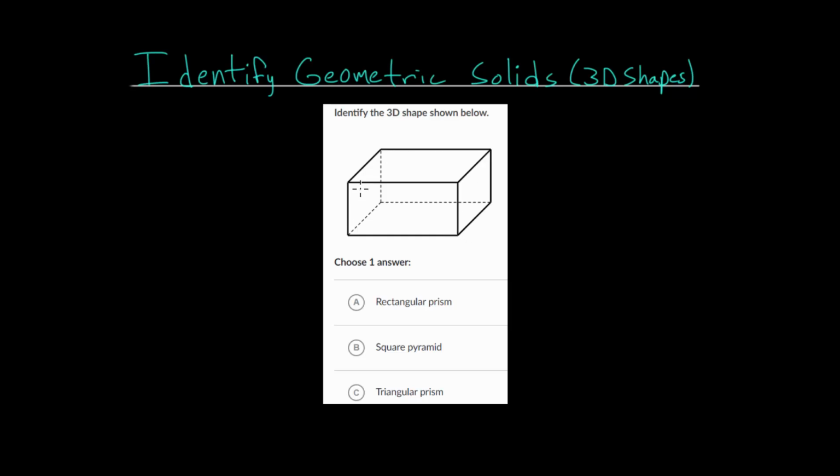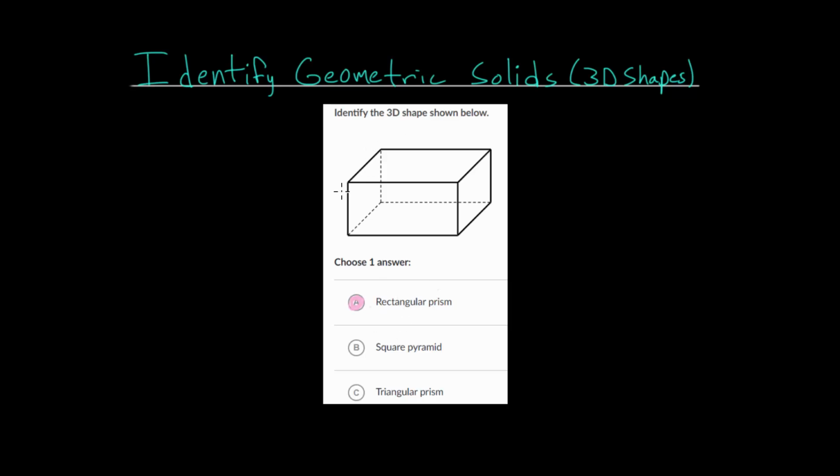And notice that all of the sides, the top, the bottom, the front, the back, and so on, these are all rectangles. And specifically, this is going to be a rectangular prism. So how do we know this is a prism, specifically rectangular?